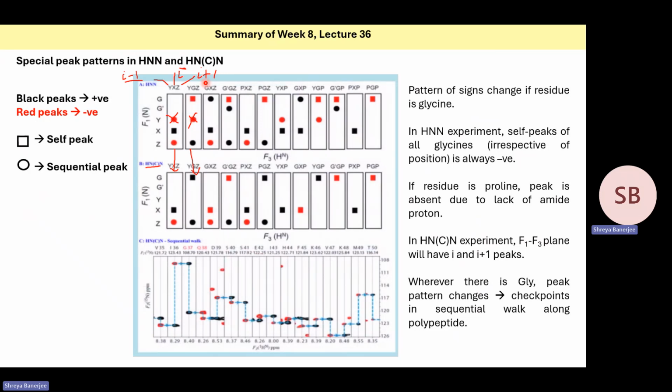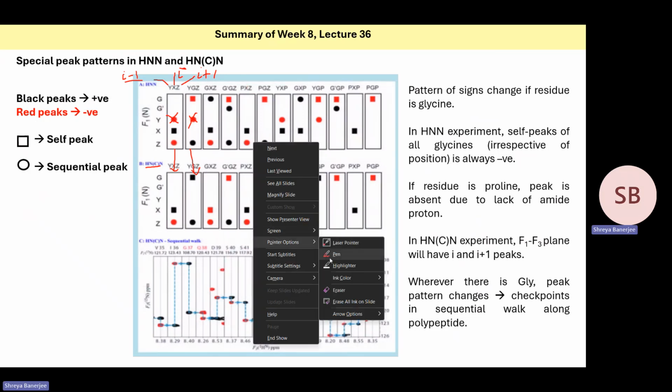Sorry, this is the self peak of X. Self peak of glycine means it has to be glycine with glycine. So you can see this is the experiment YGZ. So glycine is the I residue. Glycine with glycine is red, that means it's negative. Again, GGZ, glycine with glycine is red, that is, it's negative.